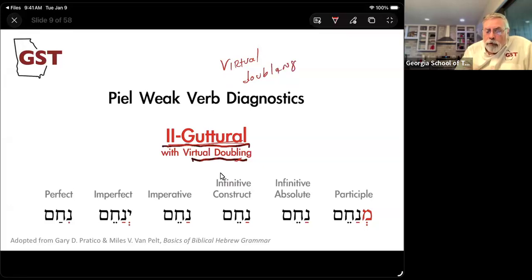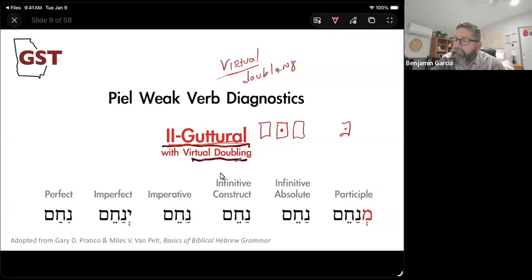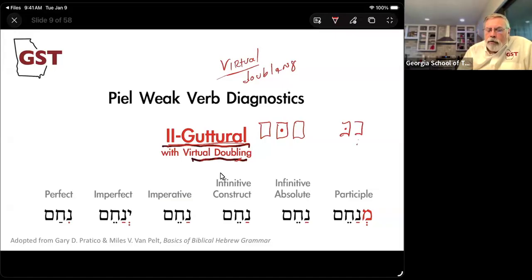Virtual doubling. Well, virtual means it's virtually done. It's not literal, right? And so what happens when you, let's see, root one position, root two position, root three position. What happens when you put a guttural in a consonant, whatever the position? What happens when you put a dagesh forte, let's say on a bet? What's the end result of putting the dagesh forte there? You double the sound. That's right. You double that sound, right?